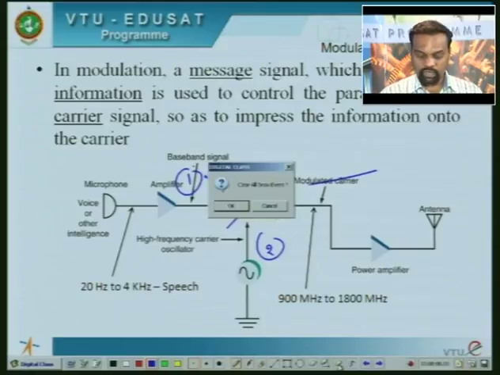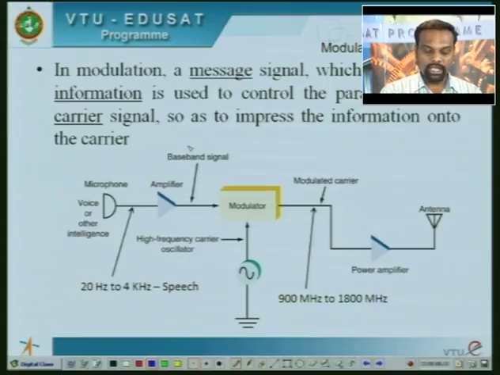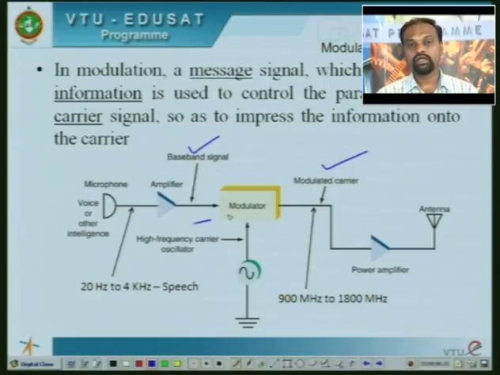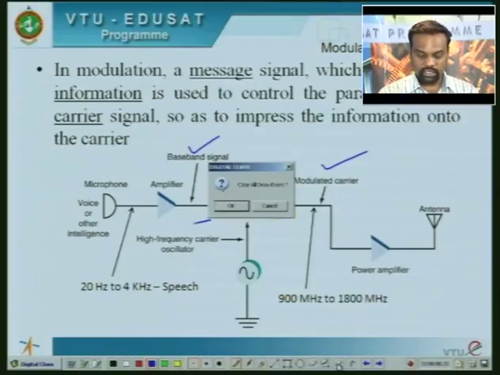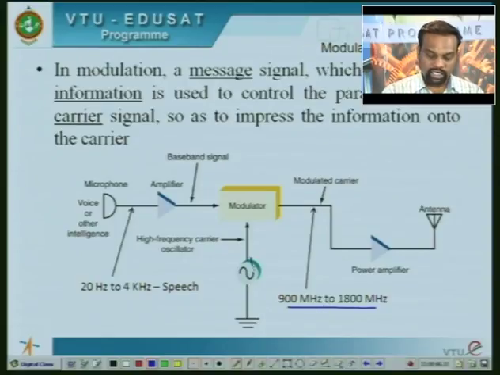So let us redefine what modulation is. Modulation is a process of translating a baseband signal to a modulated carrier using a high frequency carrier. In this picture, you find that the incoming signal is speech and the outgoing signal is a modulated carrier in the frequency range of 900 megahertz to 1800 megahertz. Now this is achieved because we are selecting an appropriate carrier of 900 megahertz.